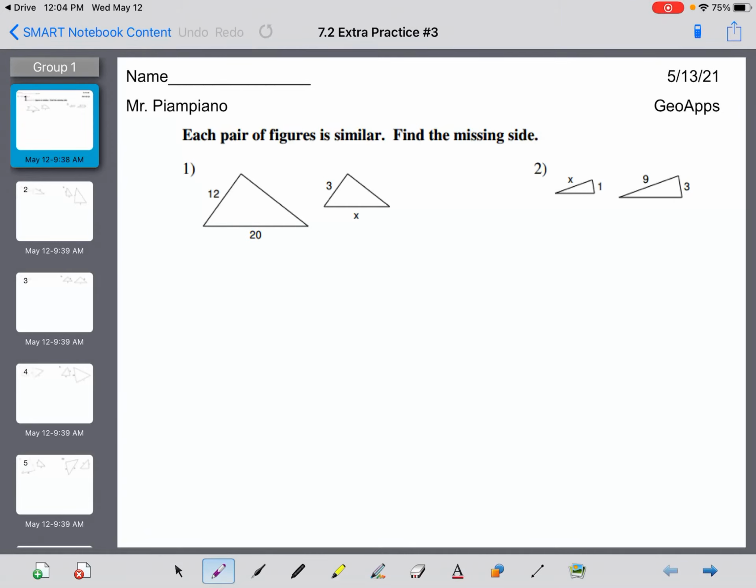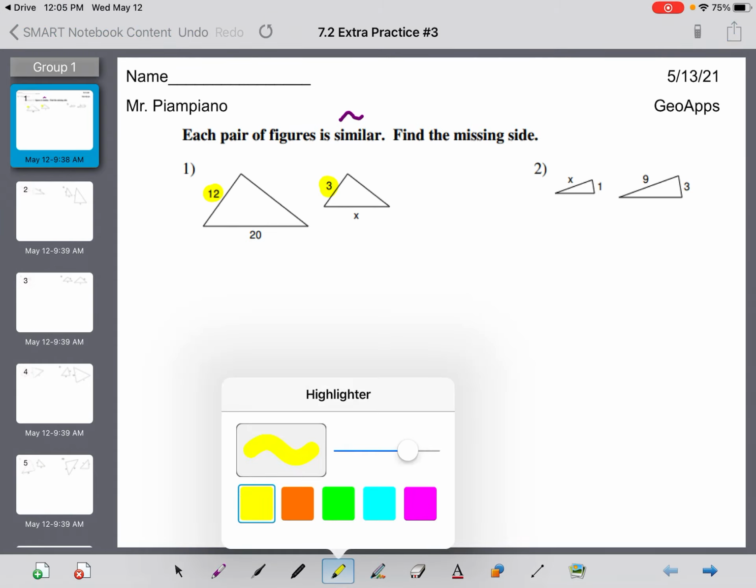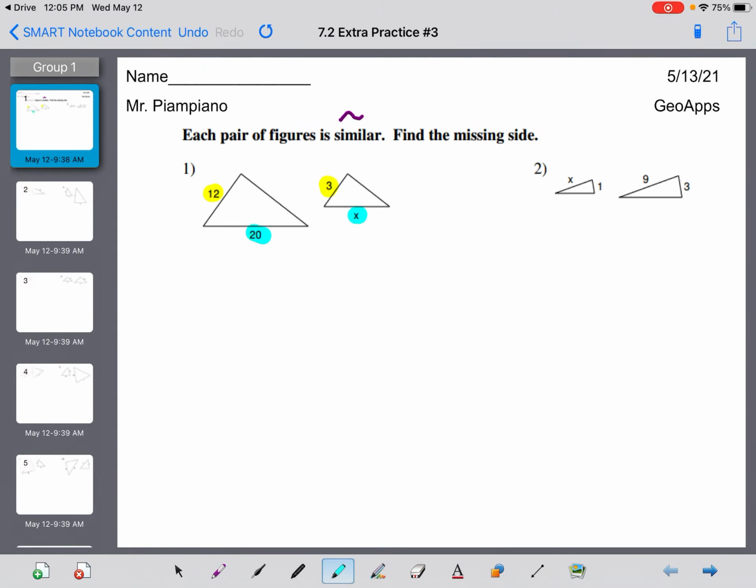Everyone, this is 7.2 extra practice number 3. Each pair of figures is similar, so they're telling you right off the bat that they're similar. So find the missing side, set up your proportions. 12 is in proportion to 3, and 20 is corresponding to x. So we have 12 over 3 equals 20 over x.